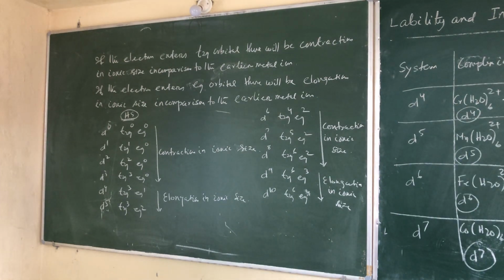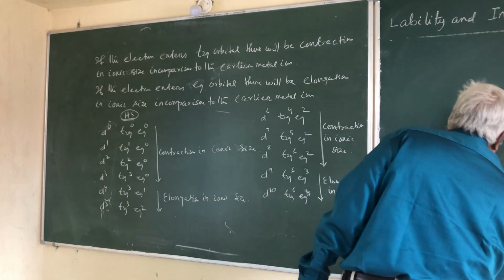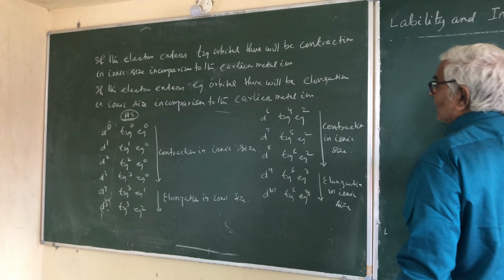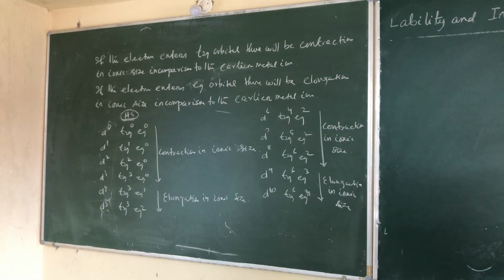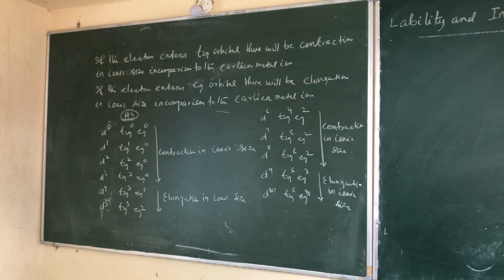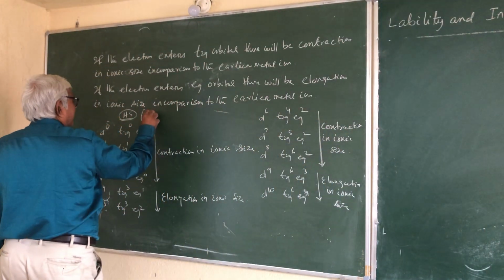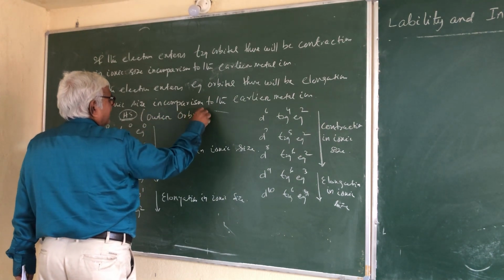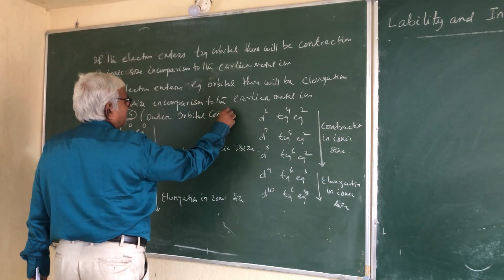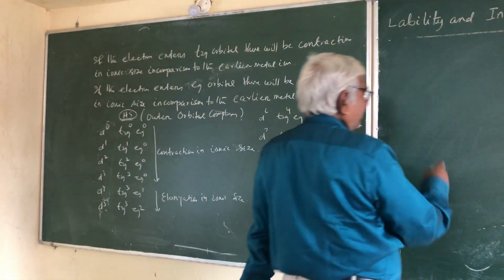So if you look at the plot, this is subject to high spin, outer orbital. High spin means outer orbital. So look at what is happening, look at the plot.